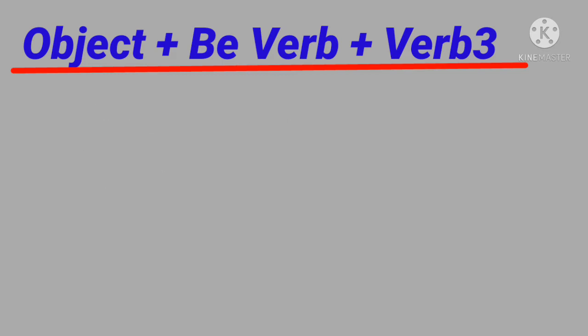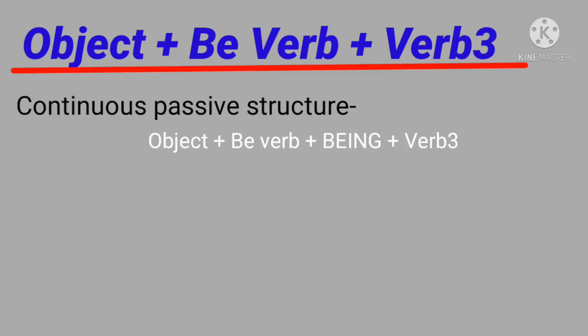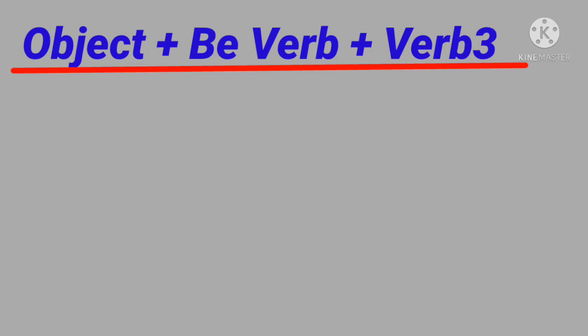One more thing, if you want to talk about a continuous passive sentence, a sentence in passive voice which is continuous, you use being before the past participle form of the verb. So in a continuous structure you use being, B-E-I-N-G. In the present continuous or the past continuous structure, you use being before the past participle. Otherwise the structure is object, be verb plus V3, the third form of the verb.